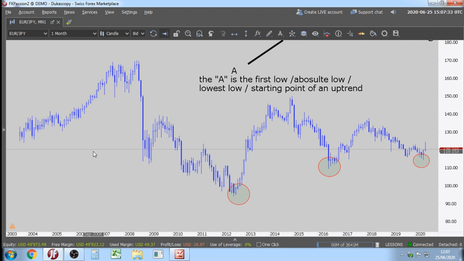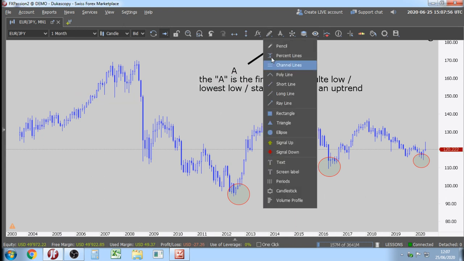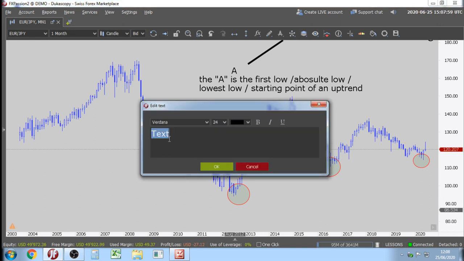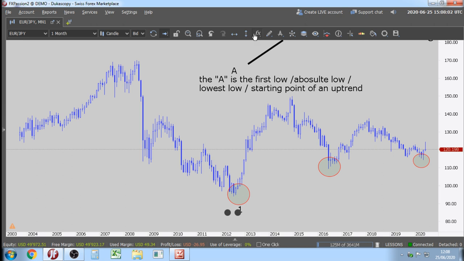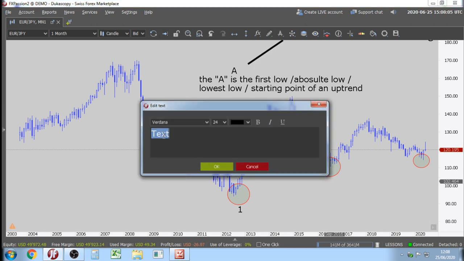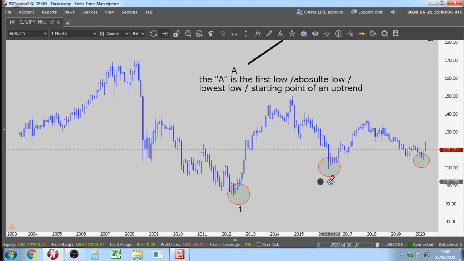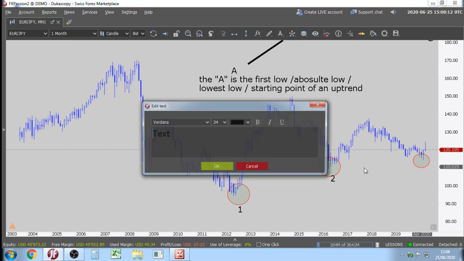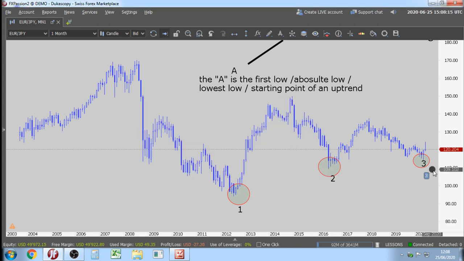If the A is the first low, or the absolute low, or the lowest low, and even if you choose first low, absolute low, or the lowest low, it's a starting point of an uptrend, right? Which one is the A? Everybody, is it the first circle, the second circle, or the third, based on this criteria? And remember, I have a 20 seconds delay on the chat.